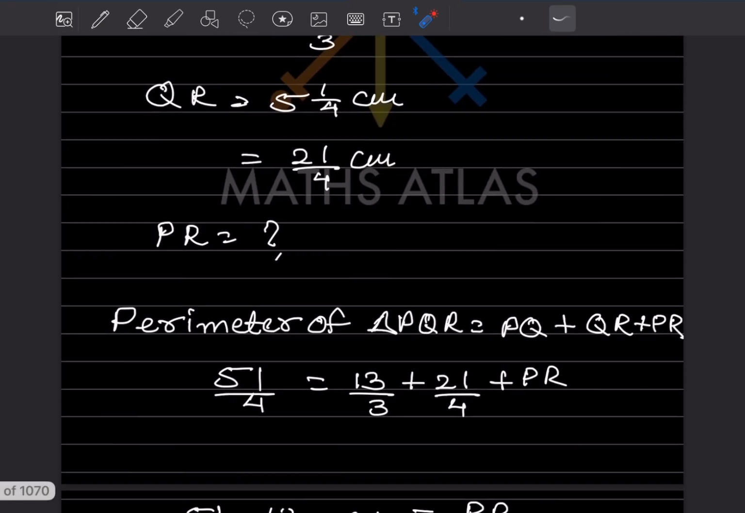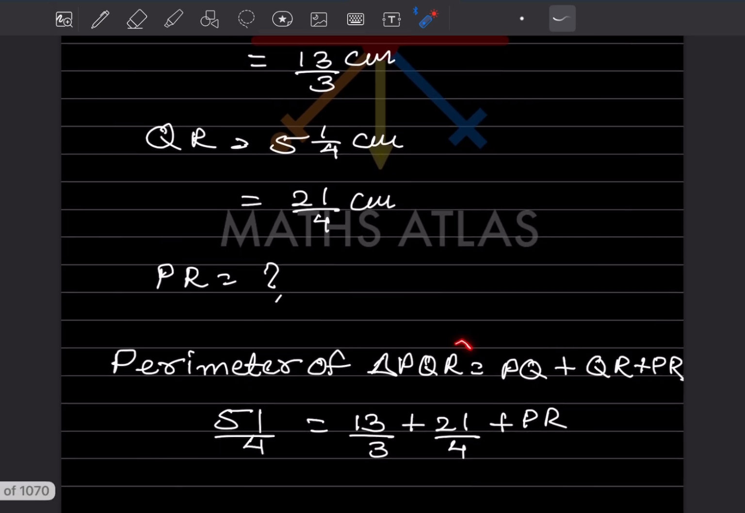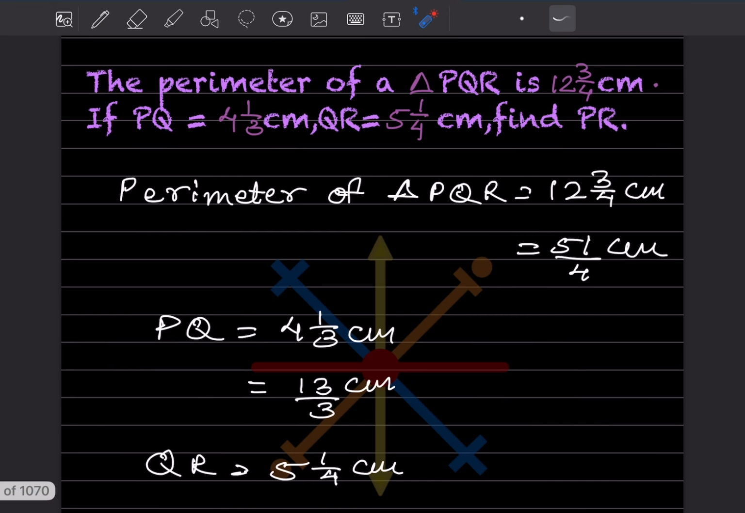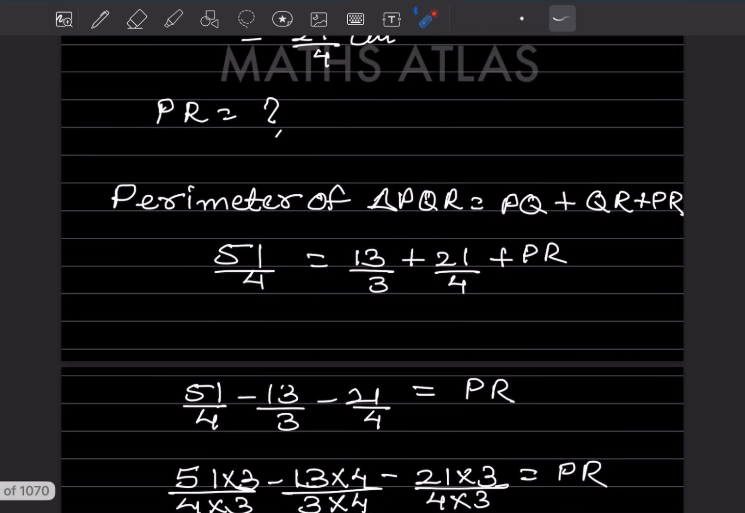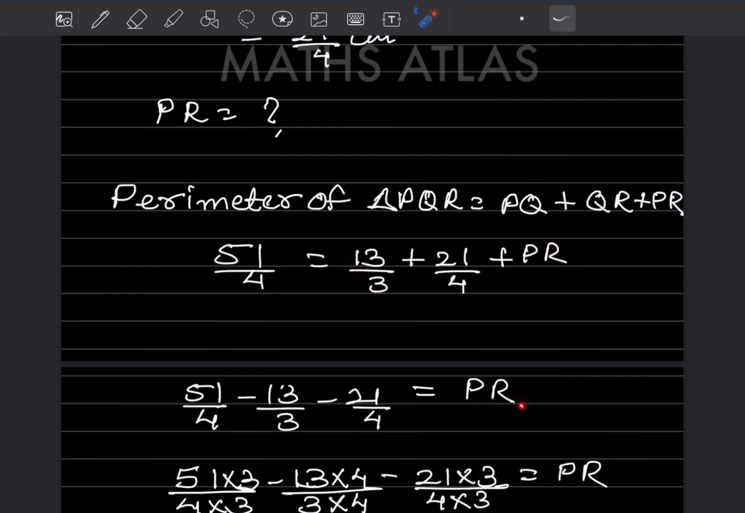So perimeter of a triangle means we are going to add all these 3 sides. So perimeter is already given here. So what we can do, below this perimeter we can write that 51 by 4. That is already given. And this is PQ, this is QR, and we don't know PR. So now let us keep this PR on the right hand side, and these 2 numbers let us bring on the left hand side for easy calculation.